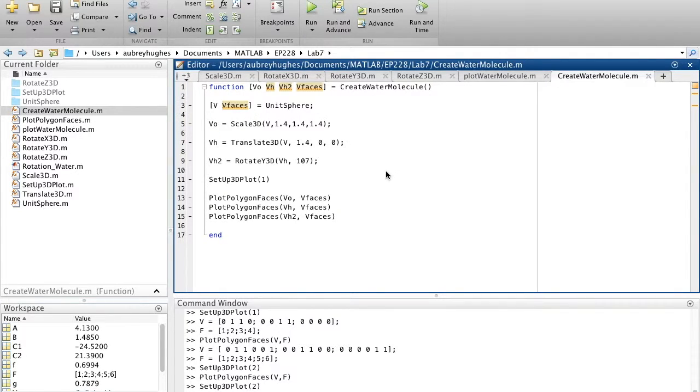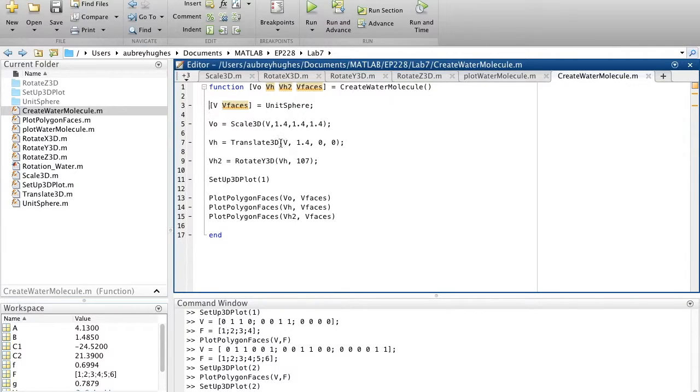So we were given a function, unit sphere, and this creates a sphere of a unit radius, so 1. And I just built a small function that creates a consistent water molecule, and it returns the oxygen base vertice matrix, the hydrogen vertice matrix, the second hydrogen vertice matrix, which I'll get to explaining, and V faces. And V faces is just your F matrix, and it's the same for all of the spheres.